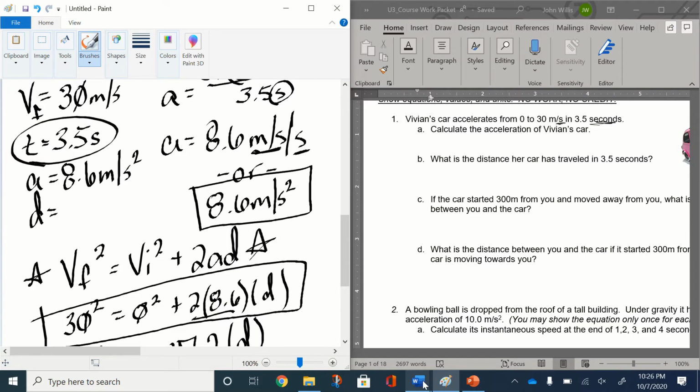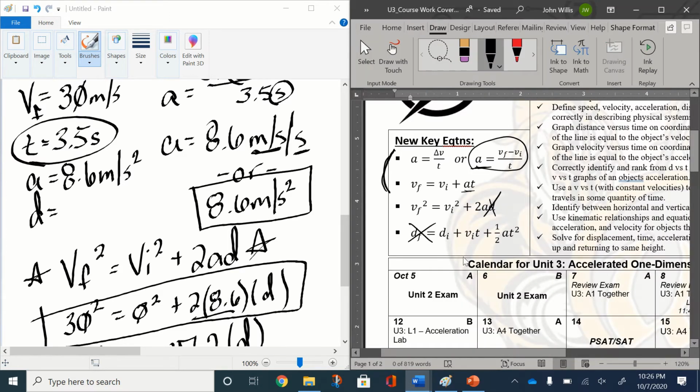The other thing that I want to point out is if we go back to that cover page and you look at your last equation at the bottom of the page, this particular, come on, let me erase.